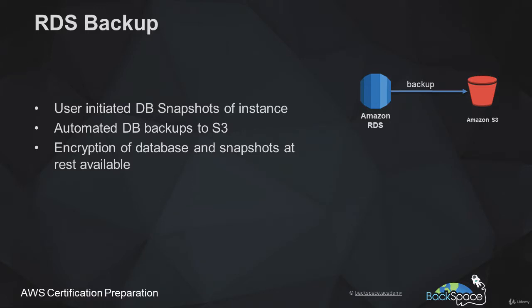So RDS backups, there are a number of options there. The first one is that you can do DB snapshots of your database instance, and that will do the entire instance, and they're user initiated, and they'll dump that to Amazon S3. And there are also automated backups, and so they will back up your database data as such to S3. There is also an option there to encrypt both the database and the snapshots at rest.